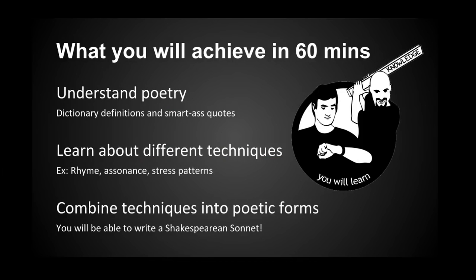So here's the plan. By the end of this tutorial, you will be able to write a poem in one of the most famous poetic techniques of all time, the Shakespearean sonnet. Now, in order to get there, we will first seek to understand what is poetry, learn different poetic techniques, including rhyme, alliteration, assonance, and accentual rhythm, and then we shall combine these techniques into poetic forms, including the Shakespearean sonnet.